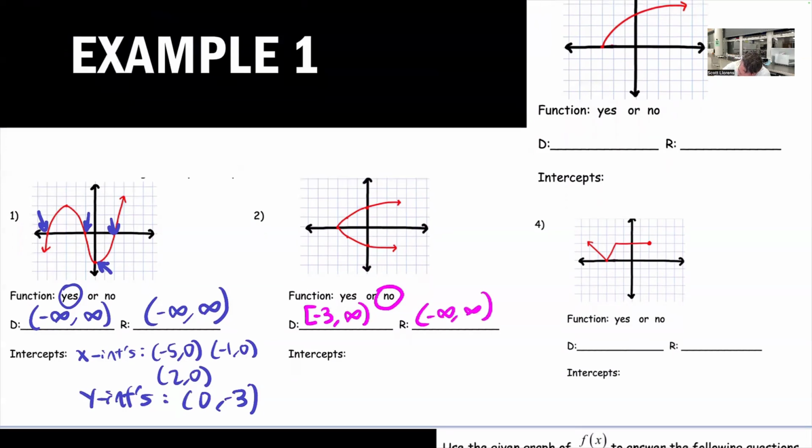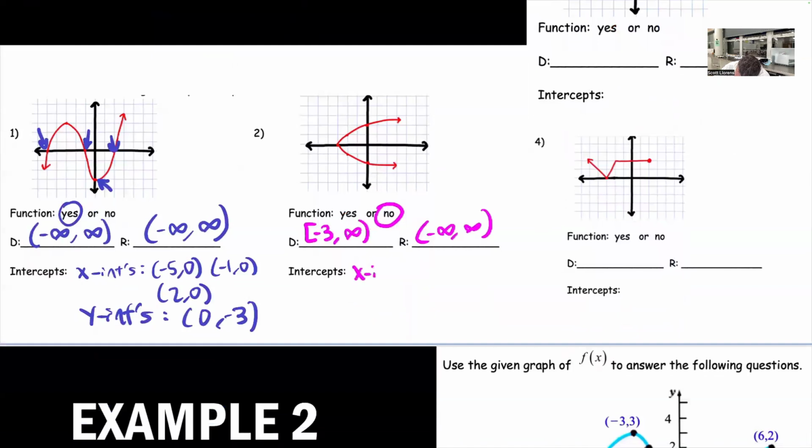For intercepts here, my x-intercepts, I just have one. That would be negative 3, 0. And then for my y-intercepts, I do have two of those. I have one at 0, 2 and one at 0, negative 2. And then we're done with that problem.